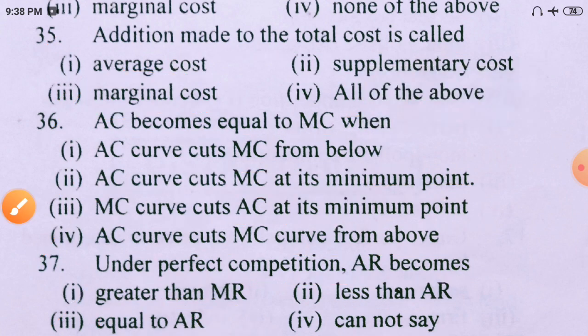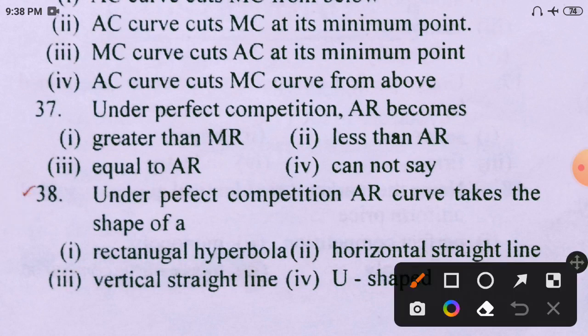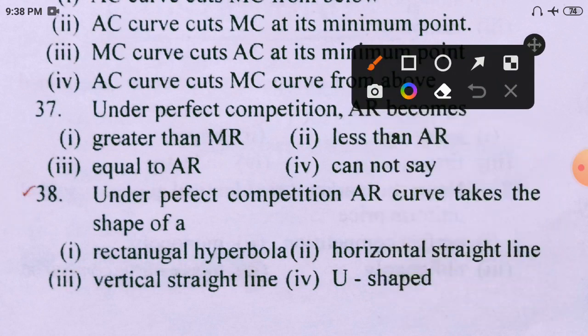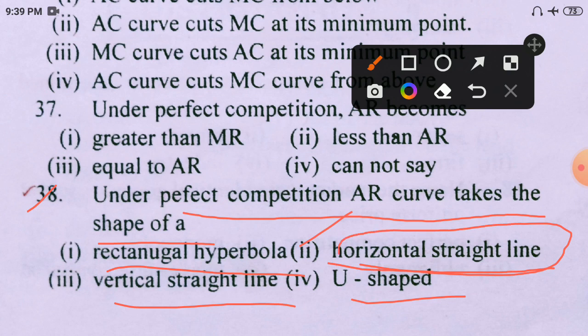Next, 38. Under perfect competition, the AR curve takes the shape of a (i) rectangular hyperbola, (ii) horizontal straight line, (iii) vertical straight line, (iv) U-shaped. And the correct answer is horizontal line. Under perfect competition, the AR curve takes the shape of a horizontal straight line.